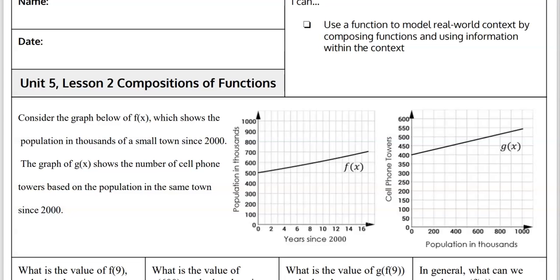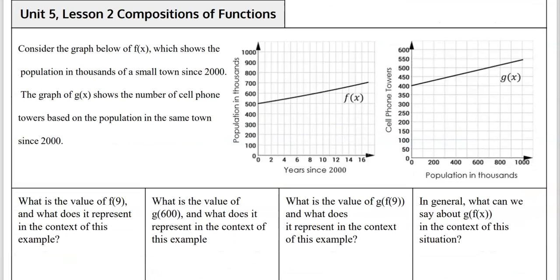Composition of functions. We're going to consider the graph below of f of x, which shows the population in thousands of a small town since the year 2000. And then the graph g of x shows the number of cell phone towers based on the population in that same town since the same year of 2000. So using our graphs, what is the value of f of 9?